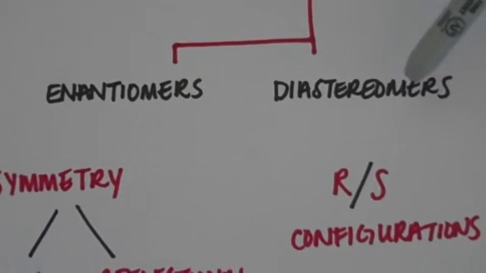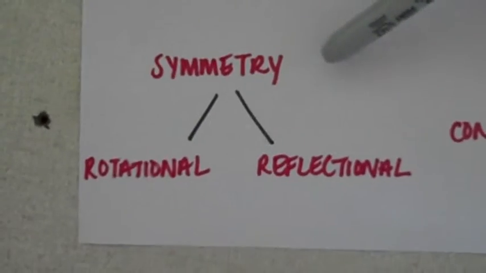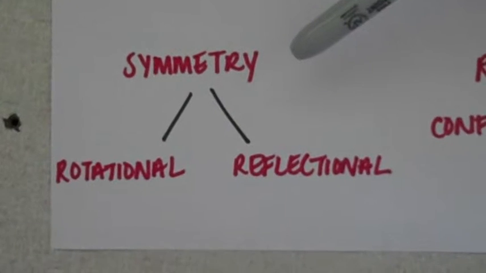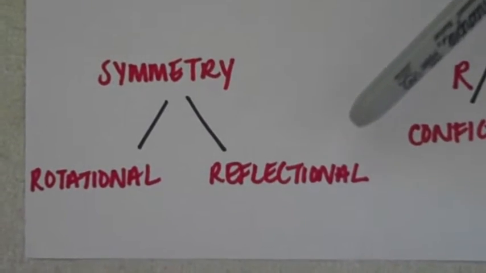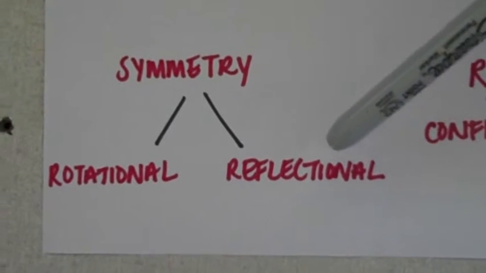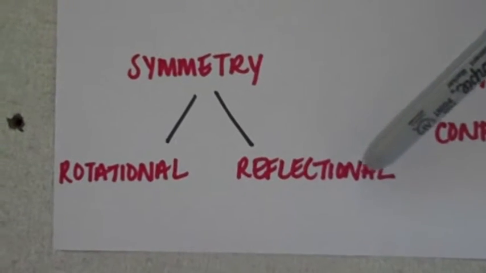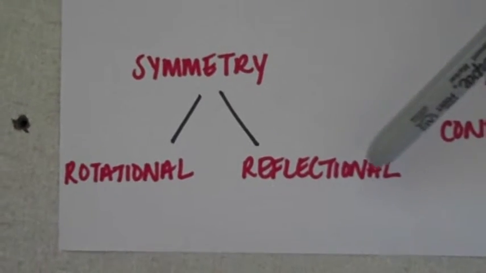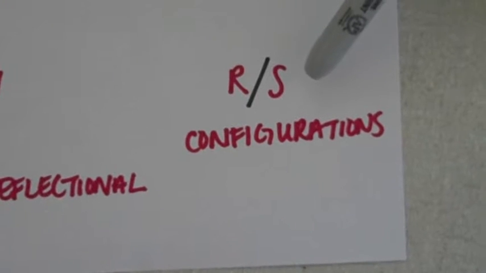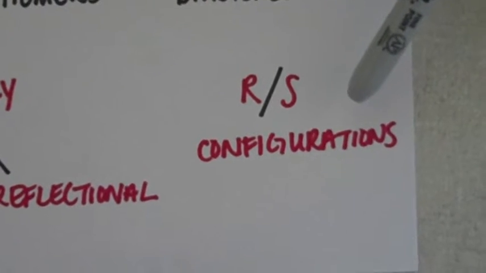Now, we have 2 types of symmetry: rotational symmetry and reflectional symmetry, in which the right side reflects on the left side and the left side reflects on the right side. In configurations, R is clockwise and S is counterclockwise.